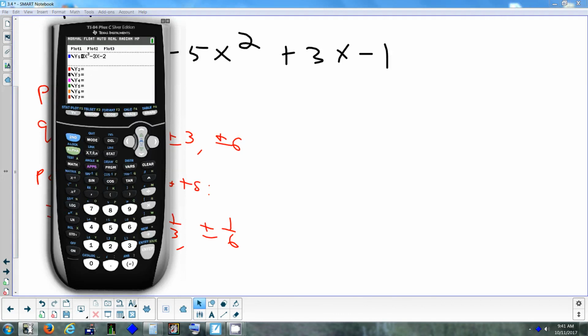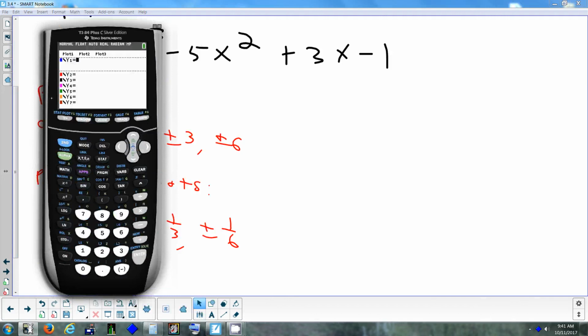So let's type it in. 6x cubed minus 5x squared plus 3x minus 1. Again, I have negative 8 to 8. I think that's more than enough, but I should be able to get the idea.